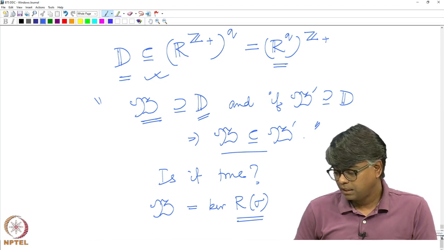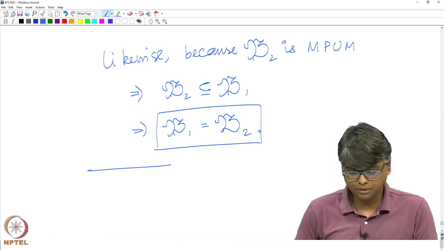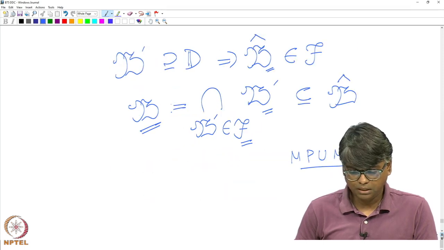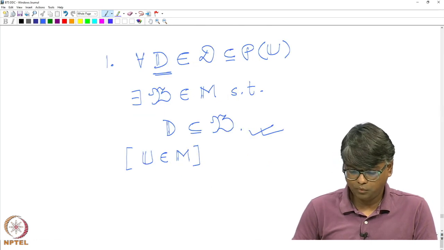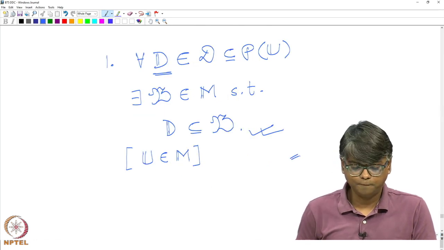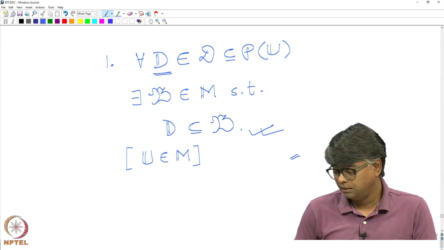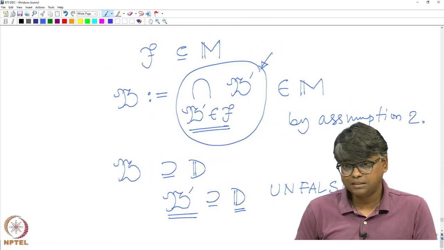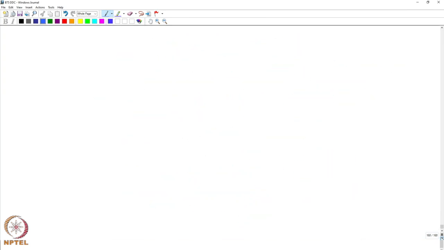So, to answer this question, we can go back to the theorem that we proved, and we can ask, are assumptions 1 and 2 satisfied in this model class? The answer is yes. 1 is immediately true. You see, 1 is immediately true. Is the universum a legitimate model? Of course it is. What is the universum?